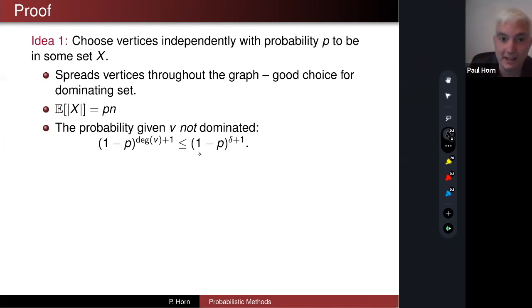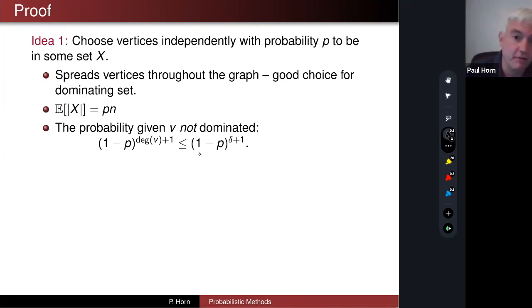This is good for dominating. It kind of spreads things all over. I understand how many vertices I picked. I picked p times n in expectation. The problem is that this is not necessarily going to be a dominating set. In fact, more likely than not, it's not going to be a dominating set, unless I pick p to be kind of outlandishly large.